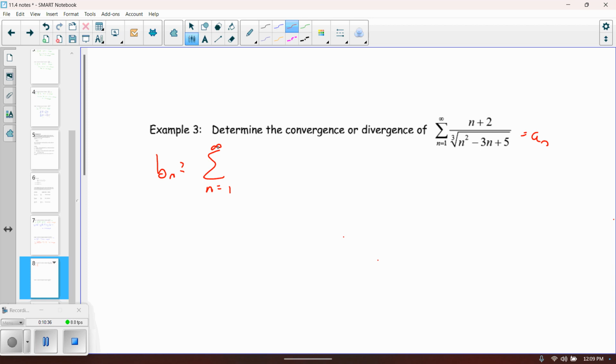The dominant term on top is n. The dominant term in the denominator is going to be that n squared under the cube root, so it's going to be n to the 2/3 power, which will reduce to the sum of n to the first over n to the 2/3, which is the same thing as n to the 1/3 power. So n to the 1/3 power, it's not even a fraction, it's just going to keep on getting bigger and bigger, so we know that that one is going to be divergent.